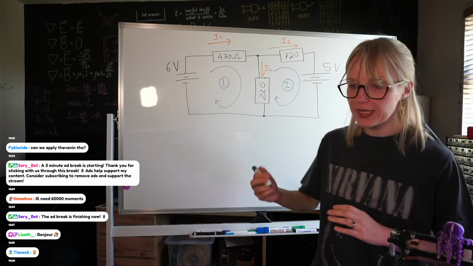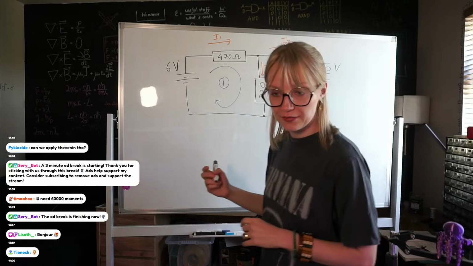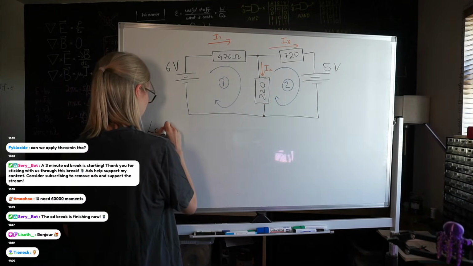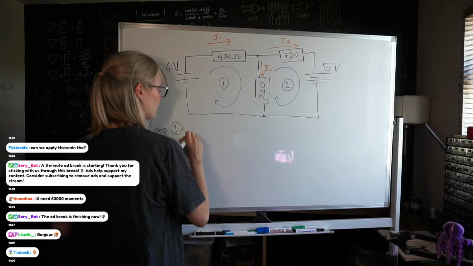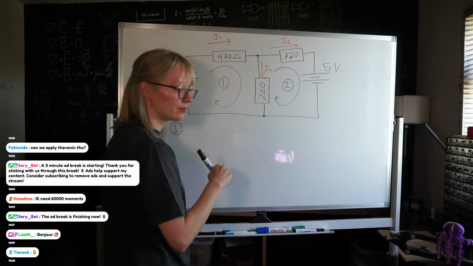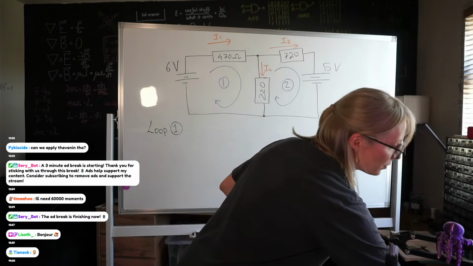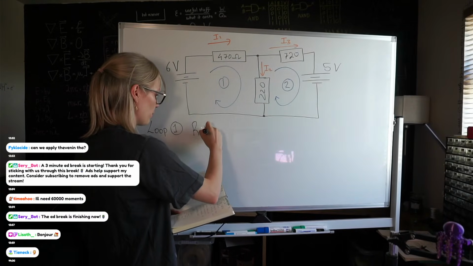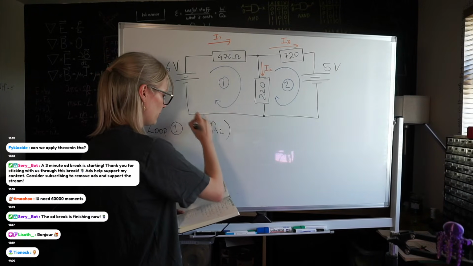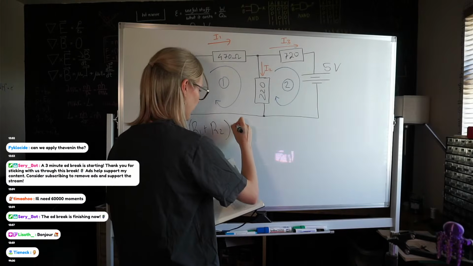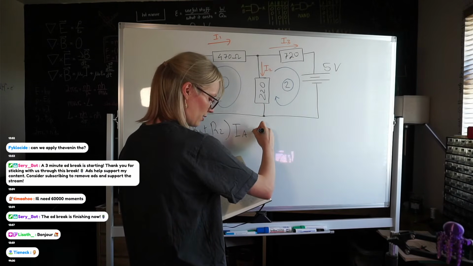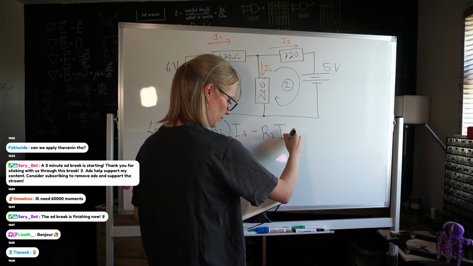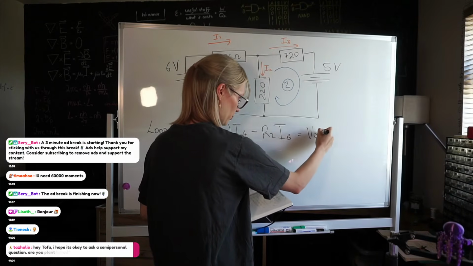Alright, so based on our previous derivation, we actually have two different equations. For loop 1, I'll use my notebook so I don't have to keep swapping the board around, we have (R1 + R2) times IA, minus R2 IB, is equal to voltage 1.